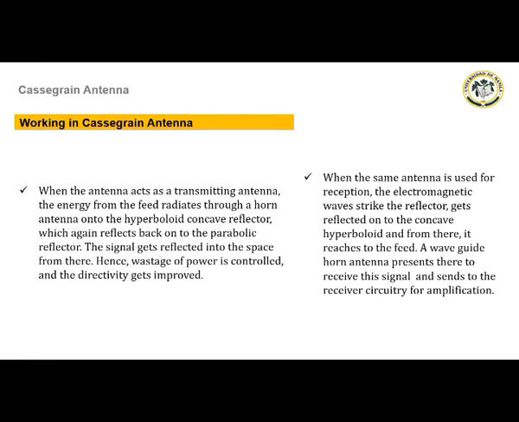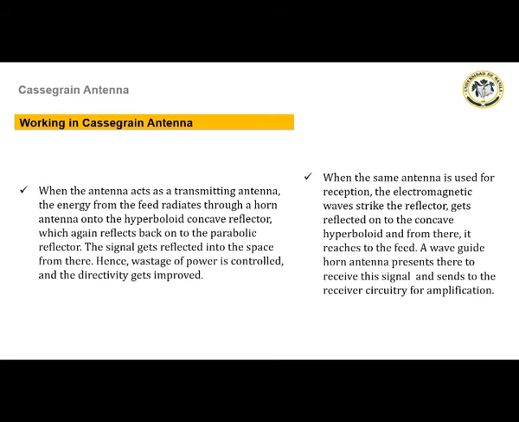Working in Cassegrain antennas. When the antenna acts as a transmitting antenna, the energy from the feed radiates through a horn antenna onto the hyperboloid concave reflector, which again reflects back onto the parabolic reflector. The signal gets reflected into the space from there. Hence, wastage of power is controlled and the directivity gets improved.